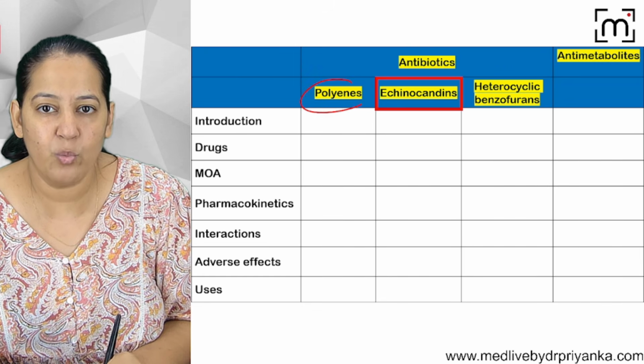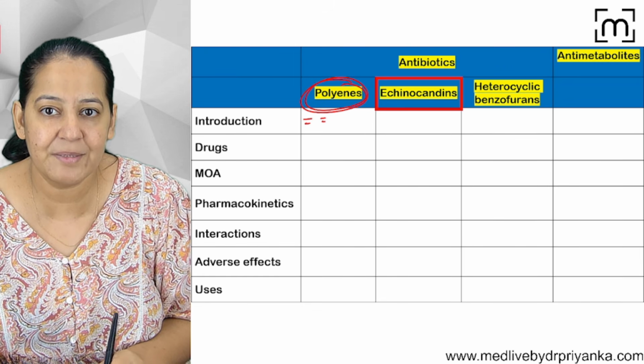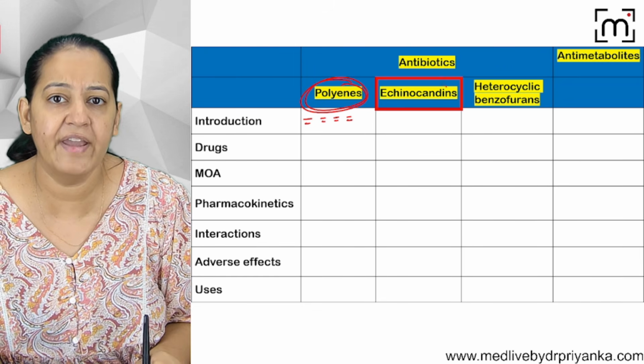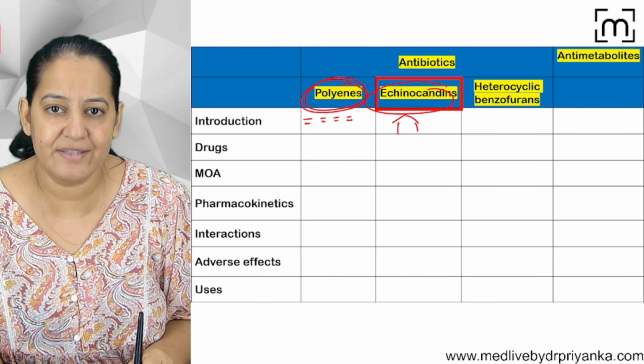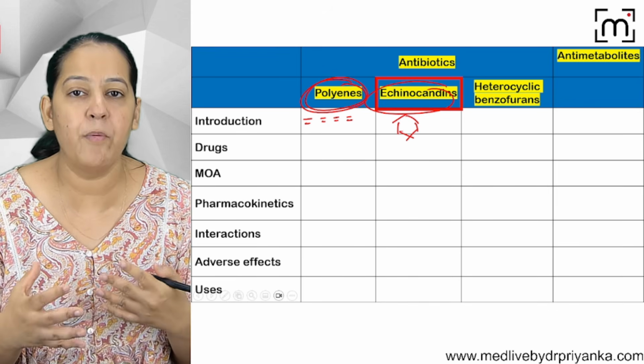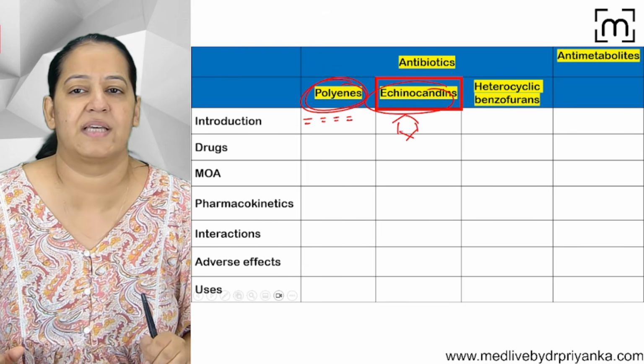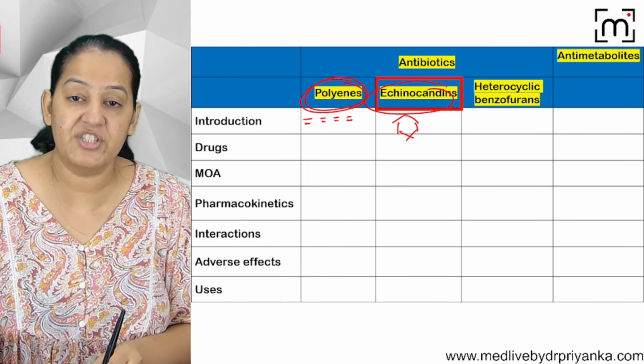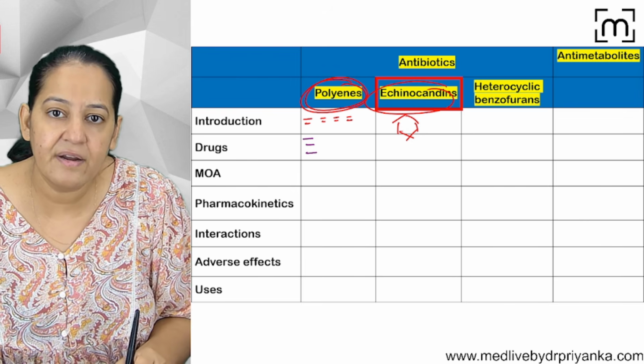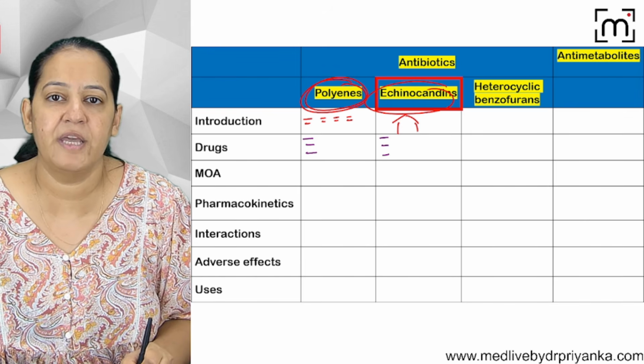Introduction, here you write down why they are known as polyenes: because they have multiple double bonds in them. Echinocandins have a cyclic structure, a cyclic lipopeptide structure. They are less toxic. Drugs, tell me the drugs in each category. Tell me 3 drugs here. Tell me 3 drugs here. Can you tell me the name of the drugs, please?